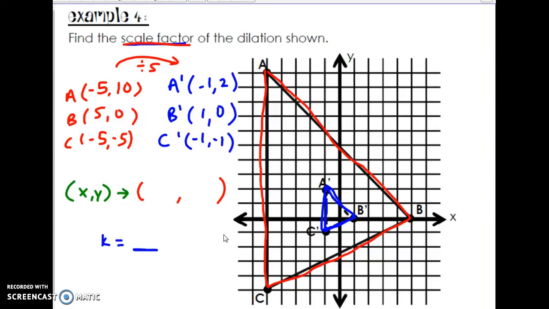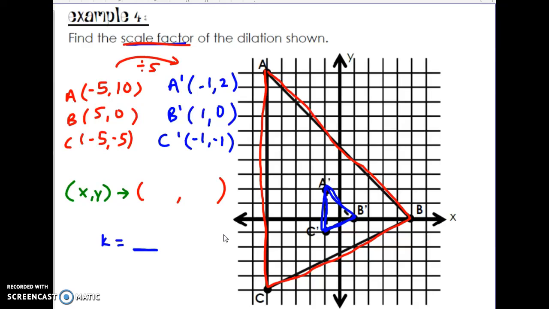So the original image is pretty big. Look at the coordinates. You've got a point that's at -5 up 10. You've got a point that's over at 5, 0. And you've got a point that's over at -5, -5, right? So look at the numbers that we're dealing with for the image. A prime was like way down here. There's B prime, there's C prime. It's definitely a reduction because the shape got shrunken, or reduced.